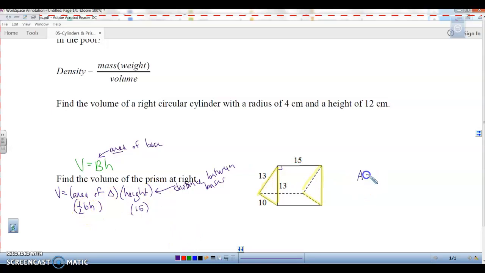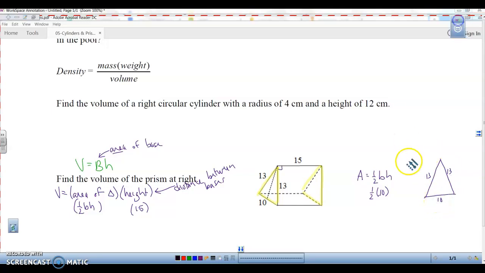Let me do that over here. Okay, so do we know what the base is? Yeah, the base will be 10. Okay, is the height 13? No. Remember, on a triangle, the height is measured perpendicular. So the height is actually right there. So let me draw this out sideways so you can see it. All right, so the triangle looks like this. All right, this is 13, this is 13, and this is 10.